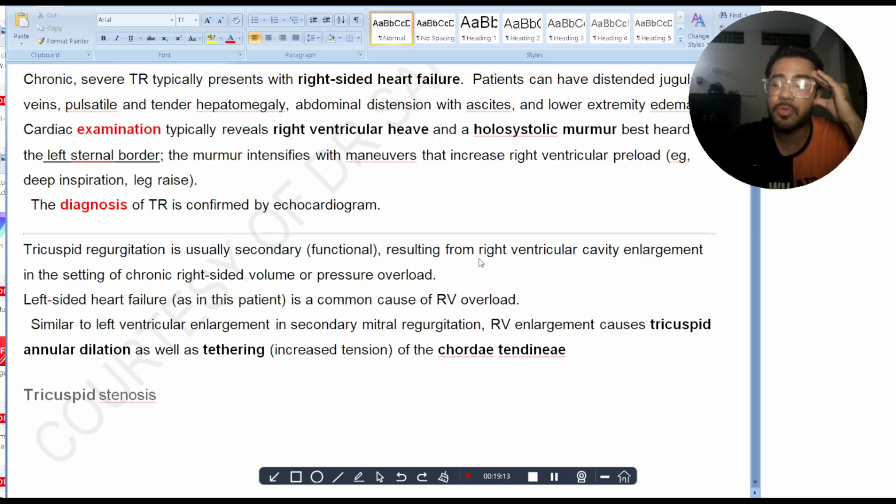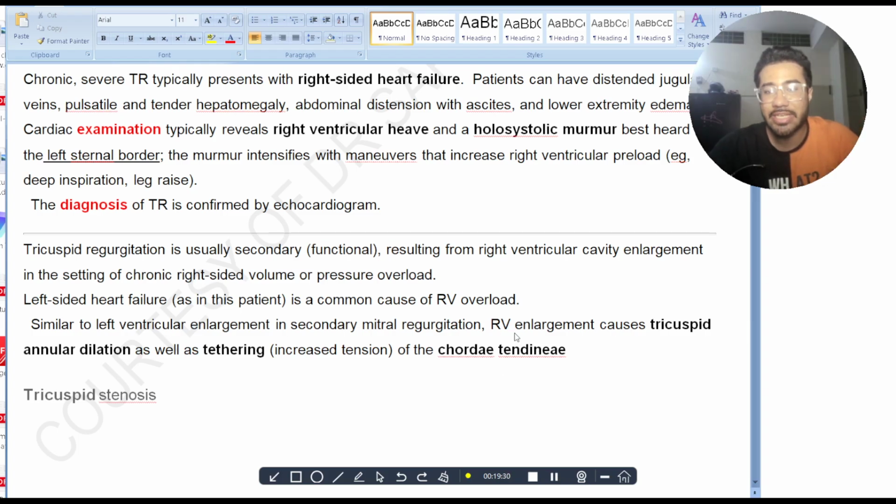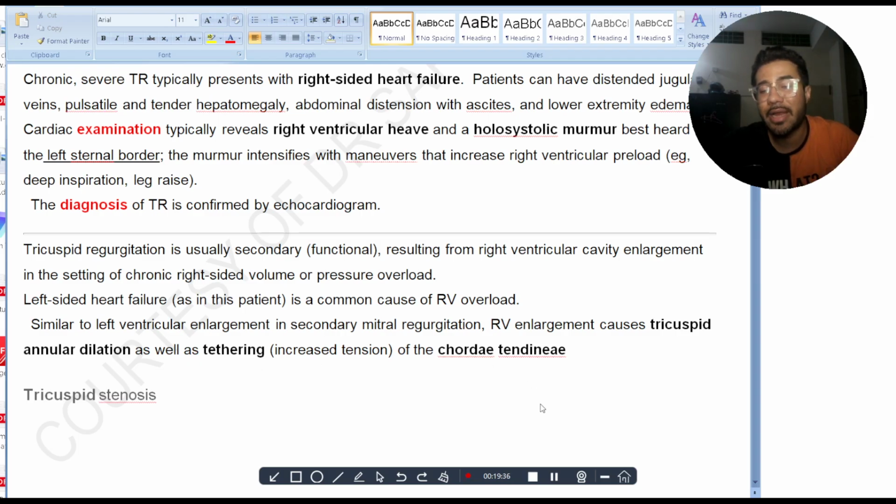So it's a similar presentation to the left heart failure. When the left heart is failing, the ventricles dilate, and as a result there is mitral valve annulus dilation that also causes mitral regurg. The similar phenomenon also happens here with the right heart. So they say right ventricular enlargement causes tricuspid annular dilation as well as increased tension of the chordae tendineae, similar to that of the left ventricle enlargement, resulting in mitral regurg due to annular dilation.